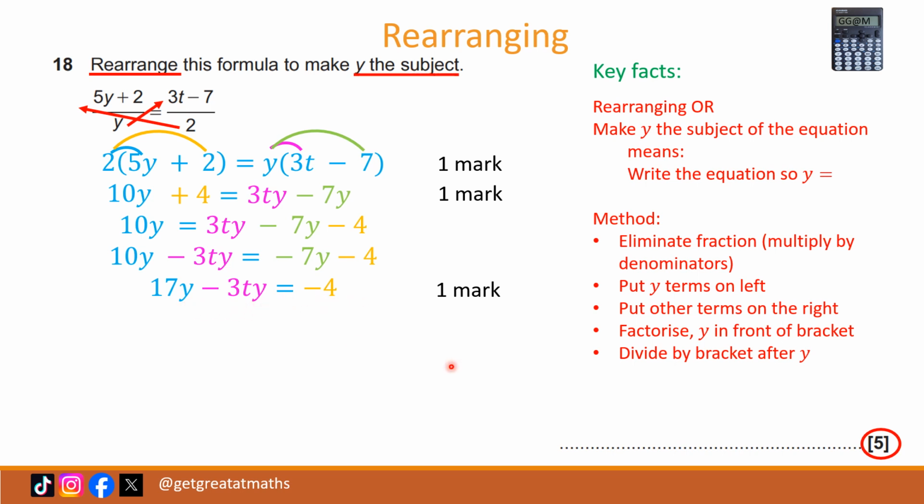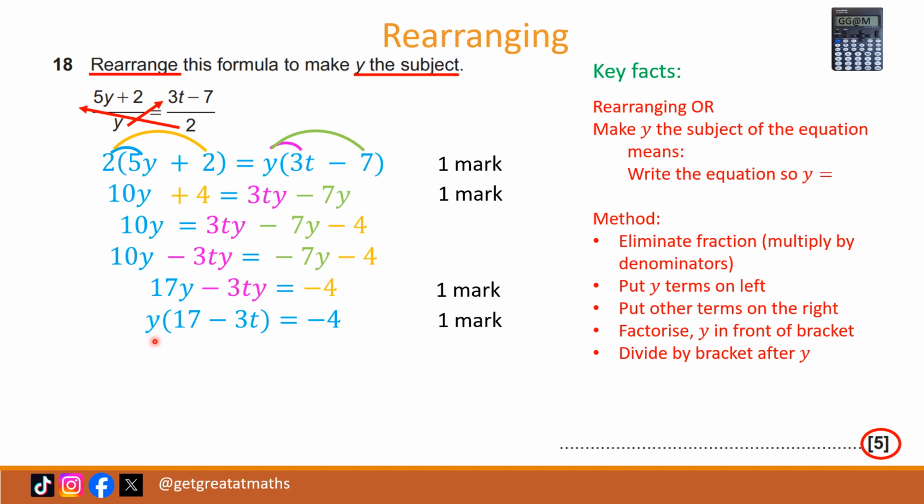So the next step says to factorise. So we're now going to factorise, which means we're going to take y at the front of the bracket. If I get rid of the y term here, I'm left with a 17. If I get rid of the y term here, I'm left with minus 3t. So I've got y bracket 17 minus 3t is going to equal -4, because y times 17 gives me 17y, and y times -3t gives me -3ty.